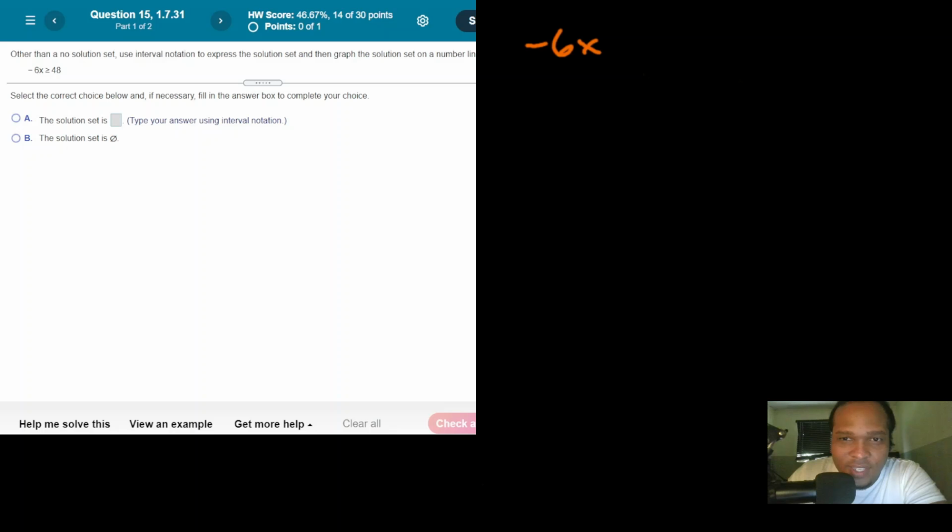Okay, here's where the fun starts. The magic. They threw a negative in there. So we have negative 6x is greater than or equal to 48. Let's get rid of the negative 6 by dividing by negative 6, because this is multiplication. To get rid of multiplication, you divide. Don't be tempted to add positive 6. You can't add to a multiplication problem. This is negative 6 times x, so the only way you can get rid of multiplication is by dividing. So we divide by negative 6, and we get x.